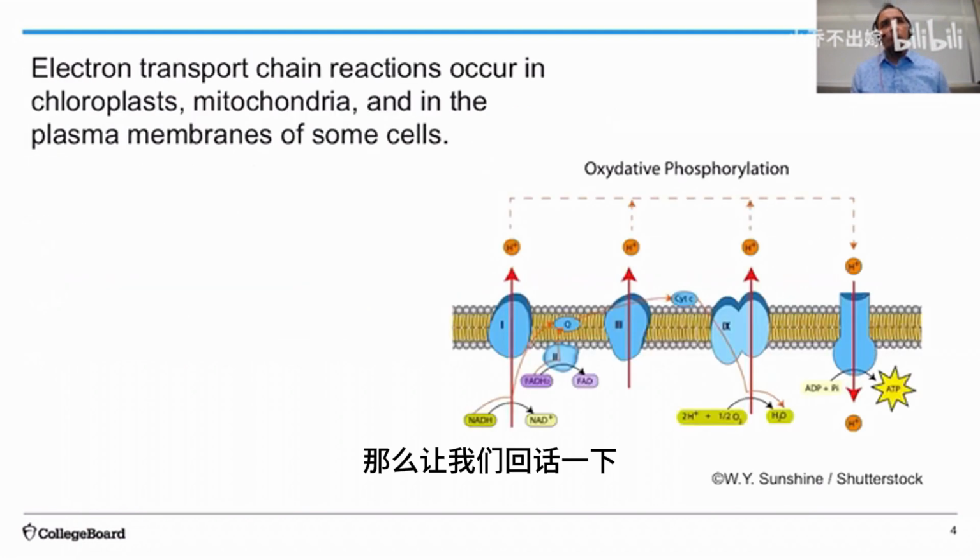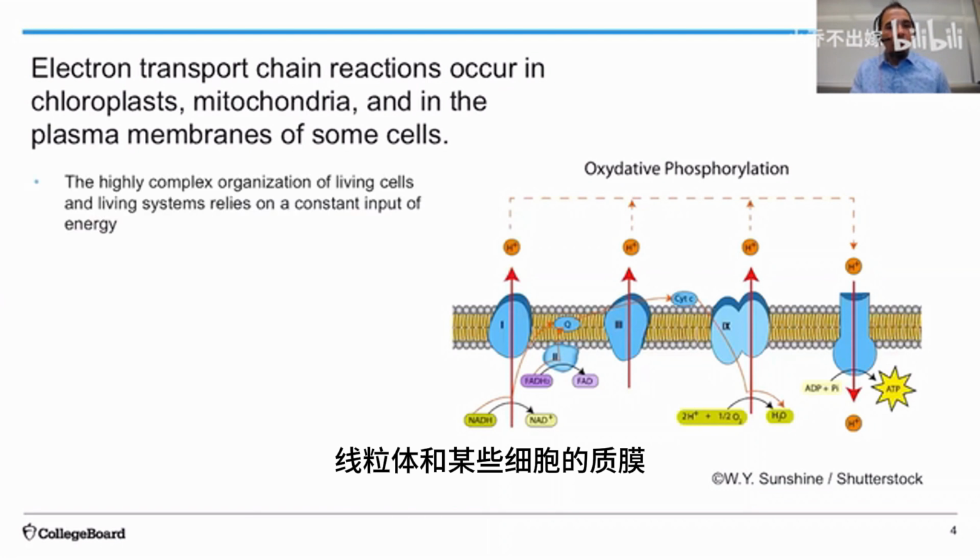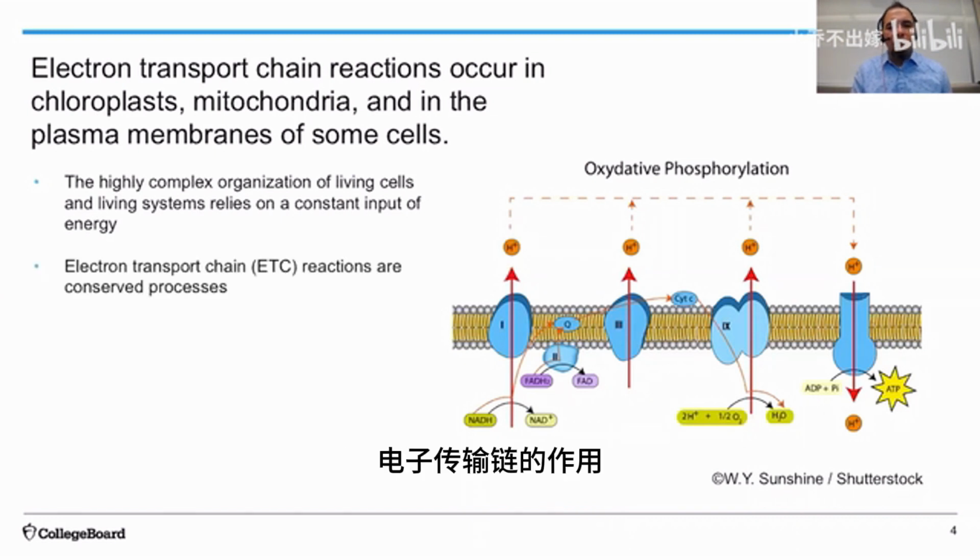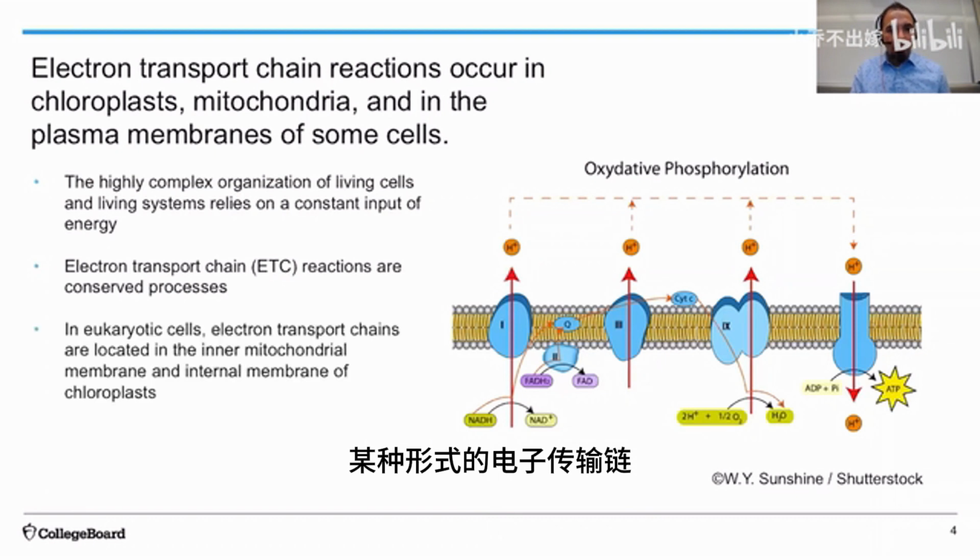And so let's start with the electron transport chain. The electron transport chain reactions occur in chloroplasts, mitochondria, and the plasma membrane of some cells. The highly complex organization of living cells and living systems relies on a constant input of energy. We constantly have to have energy coming in. And so the electron transport chain reactions are a conserved process, which means that all living things have some form of an electron transport chain. In eukaryotic cells, electron transport chains are located in the inner mitochondrial membrane and the internal membrane of the chloroplast. You have to have this membrane present to create a gradient.